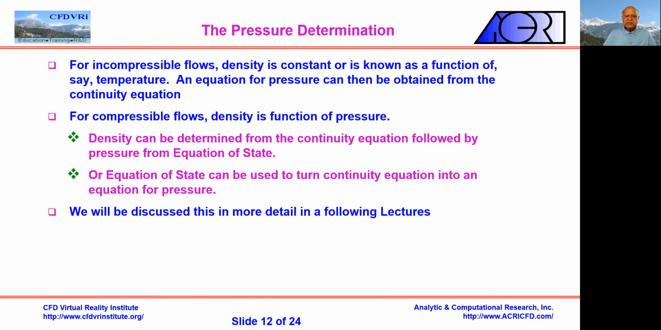So for compressible flow, density is a function of pressure itself. So what we can do is determine density from the continuity equation, and then we get pressure from the equation of state. Alternately, we can take the equation of state and put it into the continuity equation and turn that into an equation of pressure. So these options will be discussed in more detail later.